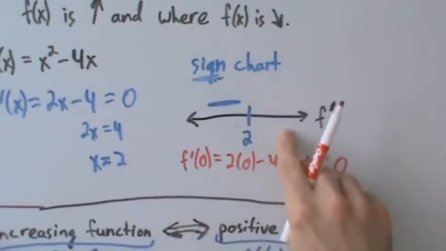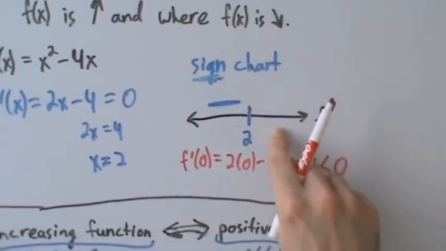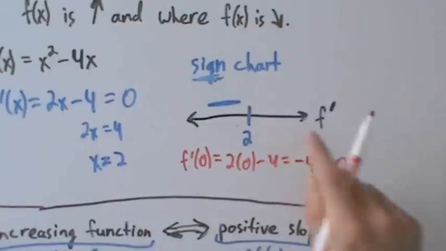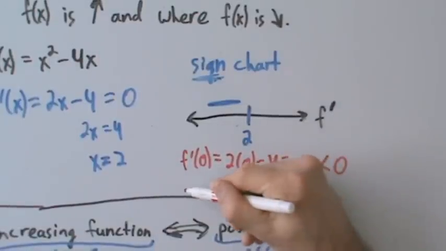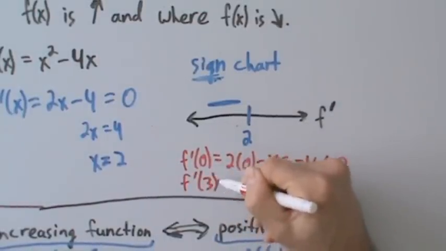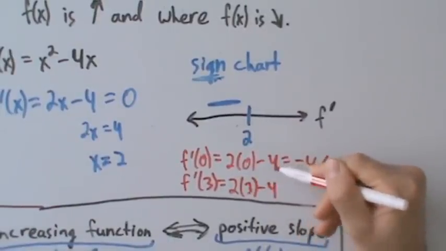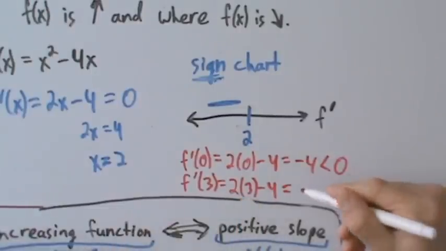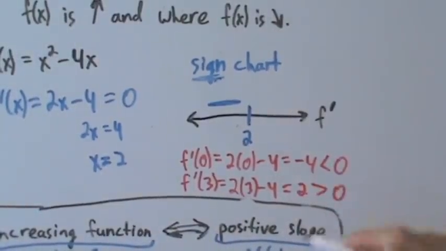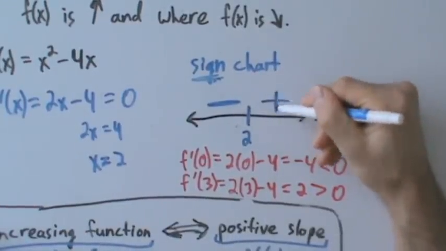Now we have to pick one number in this interval, right? So let's say 3. 3 is larger than 2, so 3 is going to be over here, so that's a good one to pick. So f prime of 3 equals 2 times 3 minus 4, which is 6 minus 4, which is 2, which is positive. So that means that the derivative is positive in this entire interval.